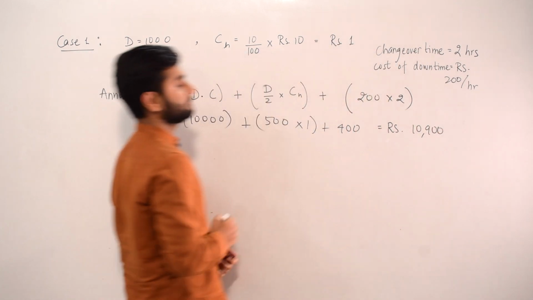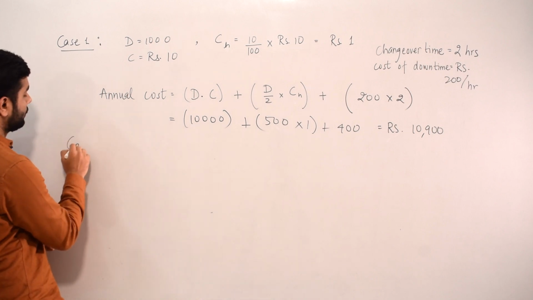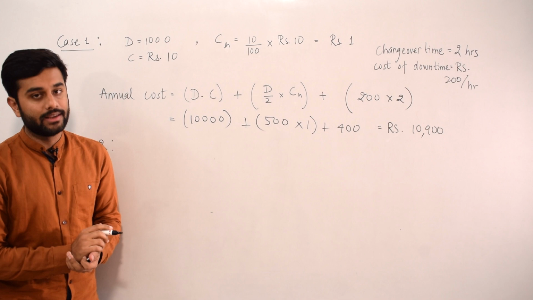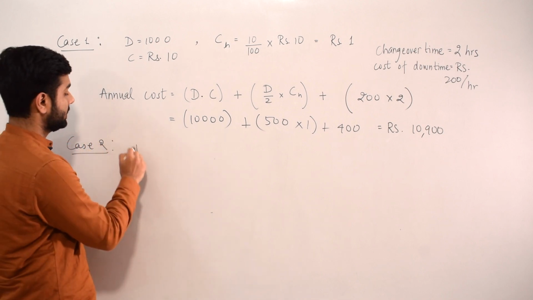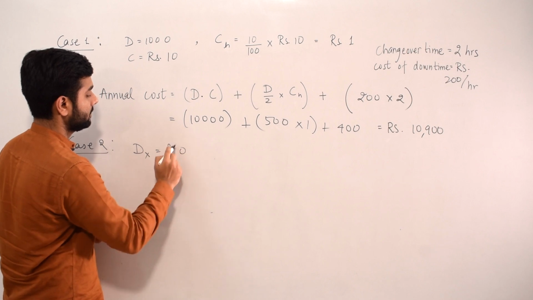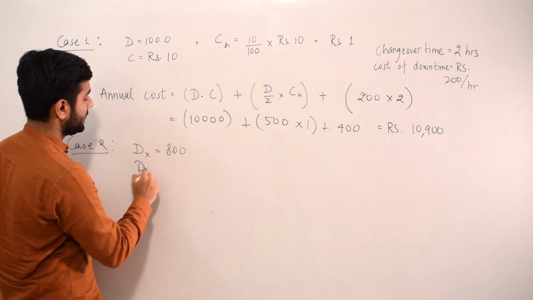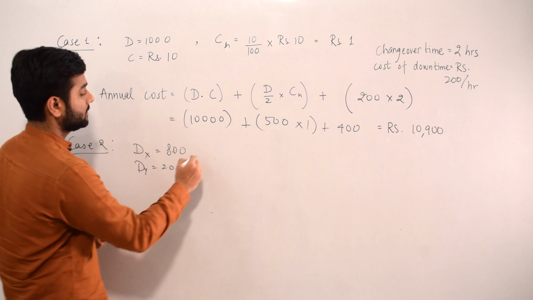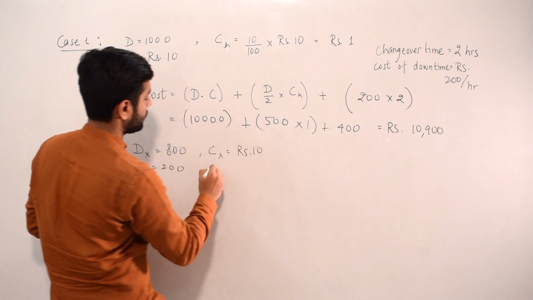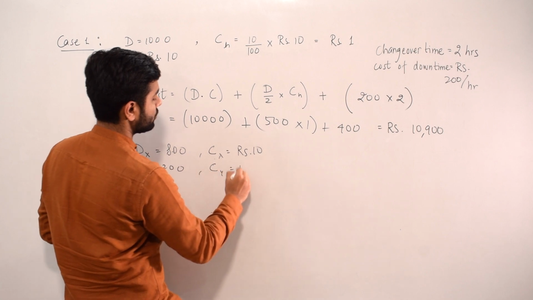10,900. Correct? Similarly, for case 2, we had two values of D. Dx for the part X was 800, correct? And Dy was 200. The cost of X was rupees 10, same as this one, but the cost of Y is rupees 5.